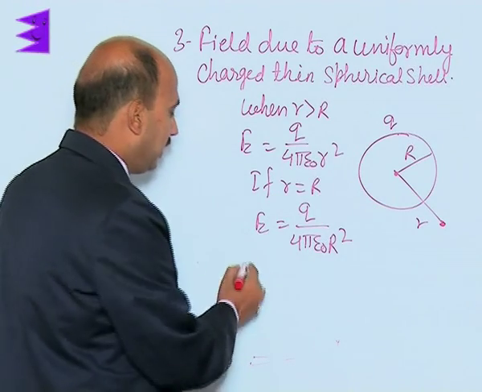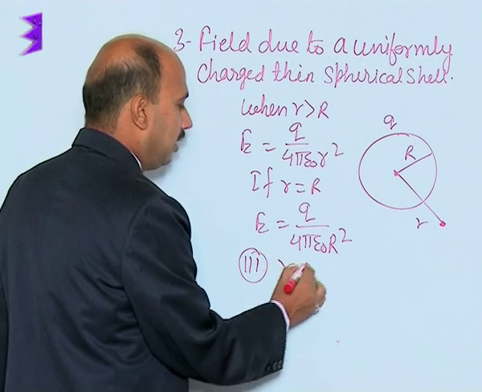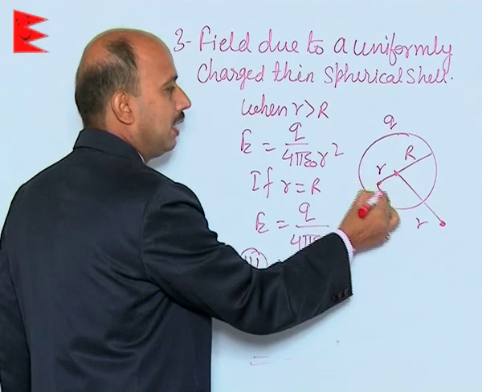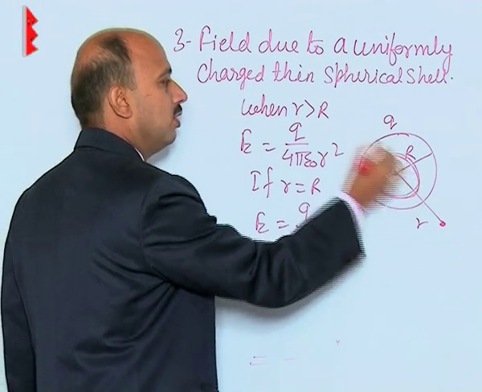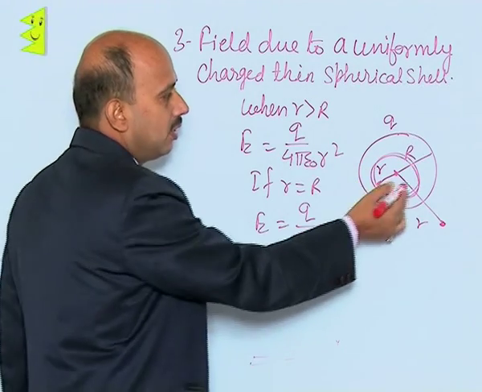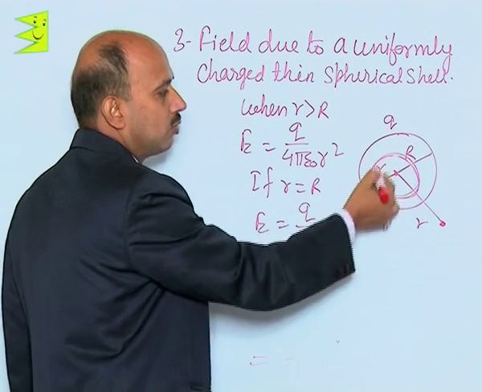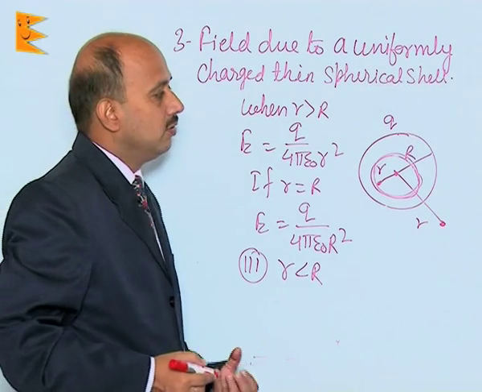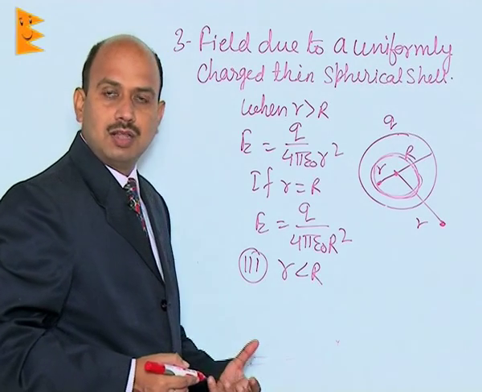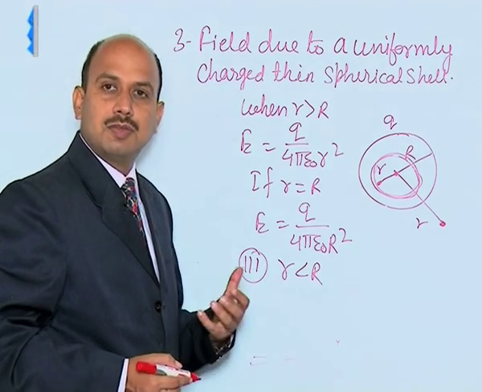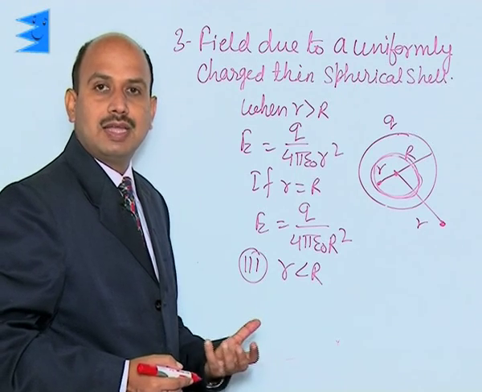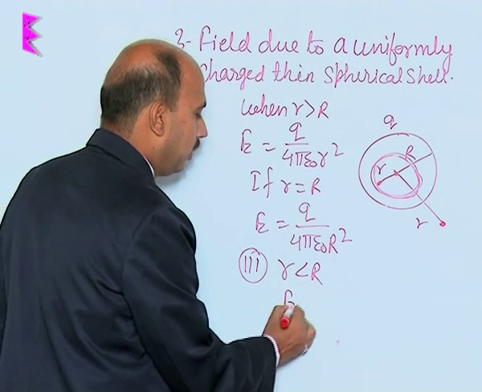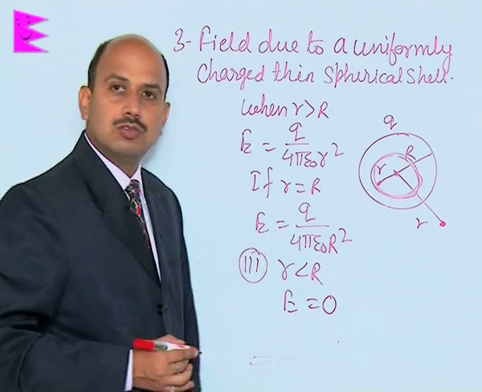Now, if you are calculating at the third point, where r is less than R, the point is somewhere inside, and by taking this you draw the Gaussian surface. You will see all the charge is outside this Gaussian surface. So, no charge is enclosed by this Gaussian surface. If you draw a Gaussian surface inside the shell, the net charge enclosed by it is 0. Therefore, electric field intensity inside the shell is 0. So, when r is less than R, we get E is equal to 0.